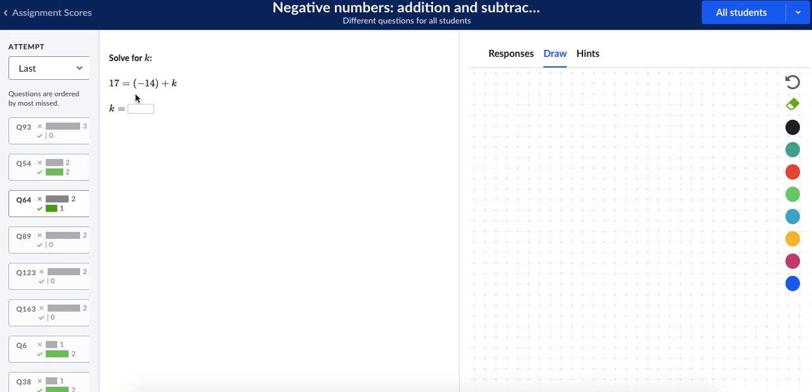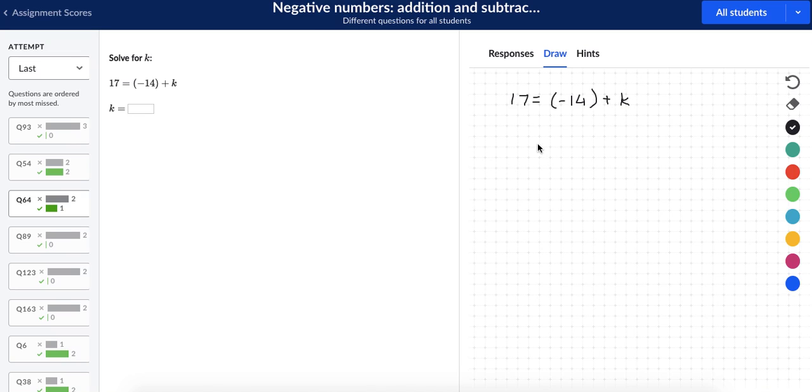So the next question here is about what number works for this. What number will actually work for k for this particular one? So we have 17 equals negative 14 plus k.